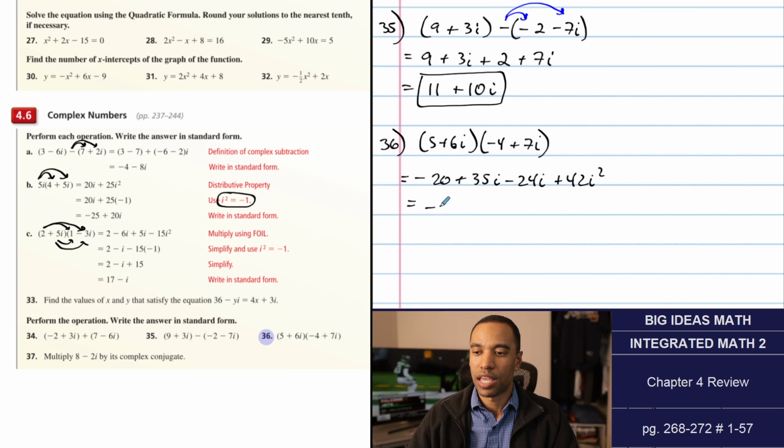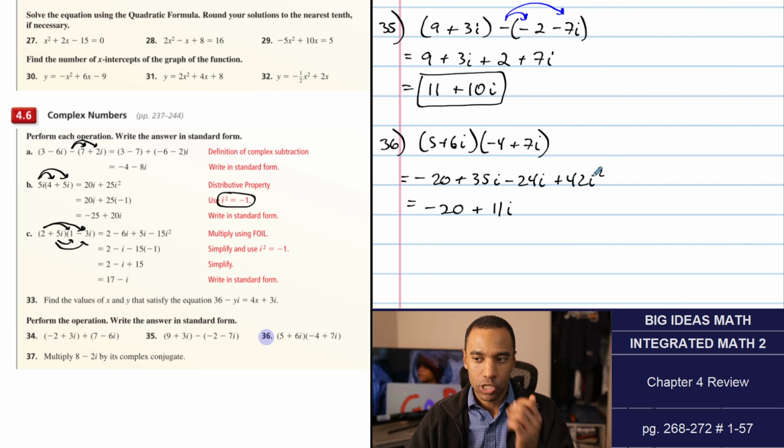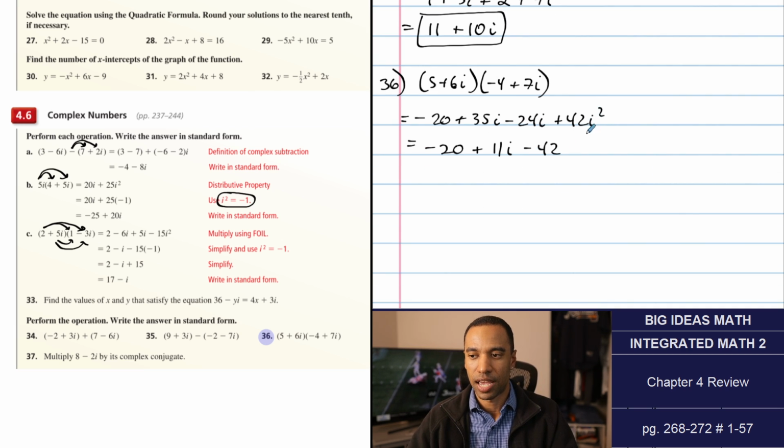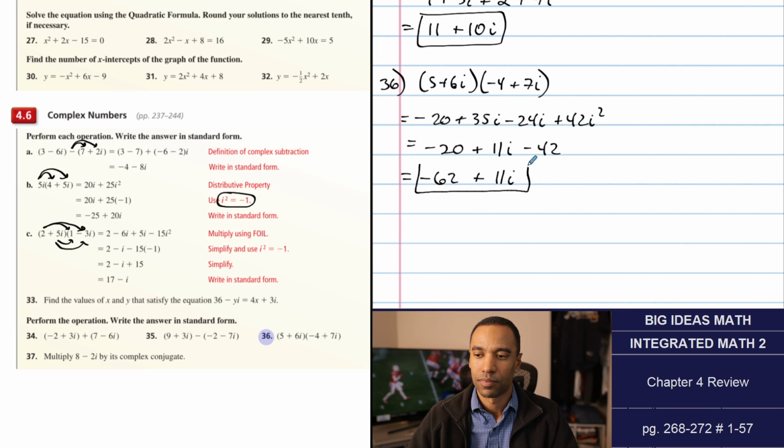Okay, so -20 is still hanging out. I got 35i minus 24i to be 11i. That's positive 11i. And 42i squared is -42. Remember, it does become a real number, but you do change sign. i squared is -1. -20 minus 42 is -62. So we get -62 plus 11i, and we're good.